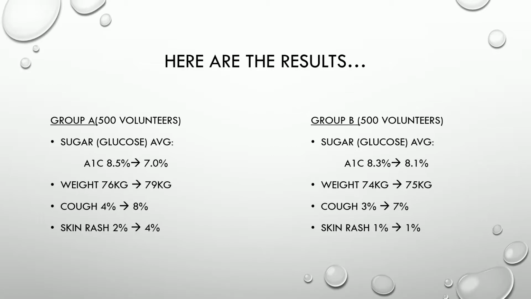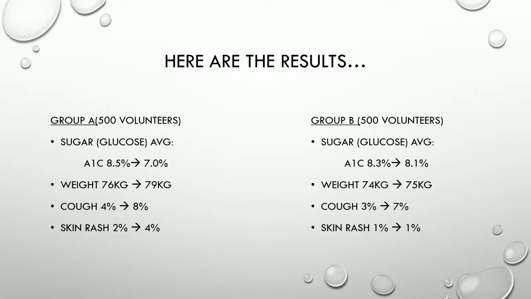At the beginning of the trial, about 4% of volunteers in Group A reported that they had a cough, and by the end of the year, 8% reported a cough. Similarly, 2% at the beginning of the trial said they had a rash, and by the end of the trial, 4% said that they had a rash.